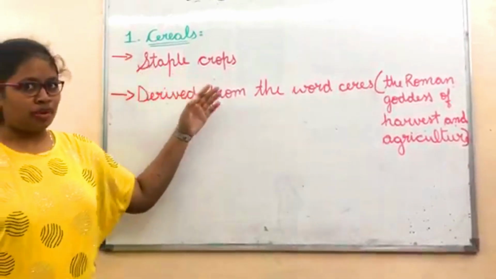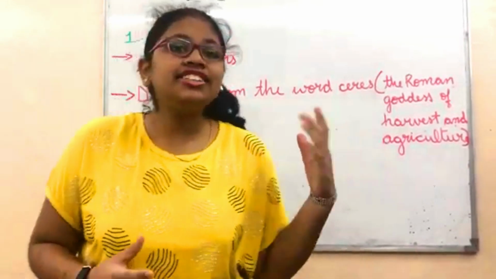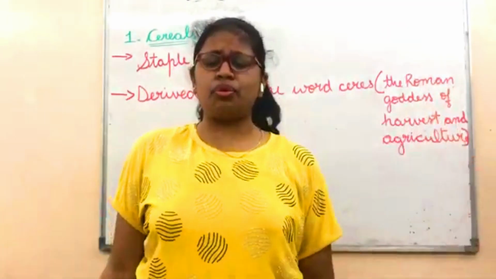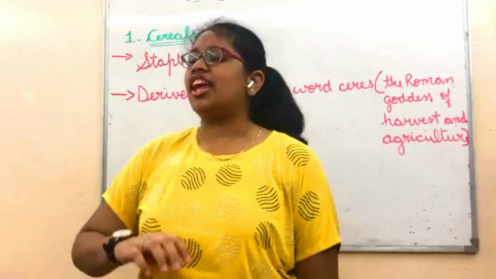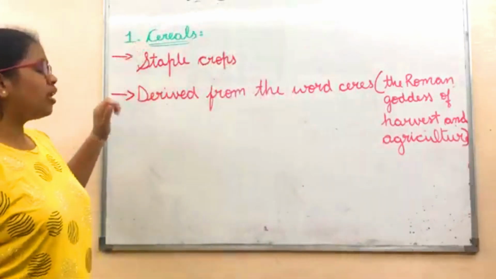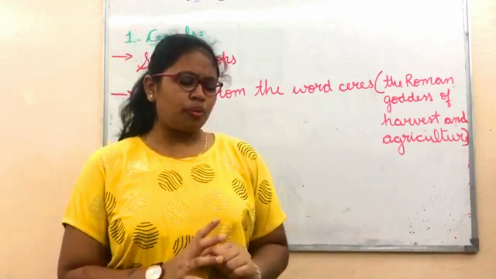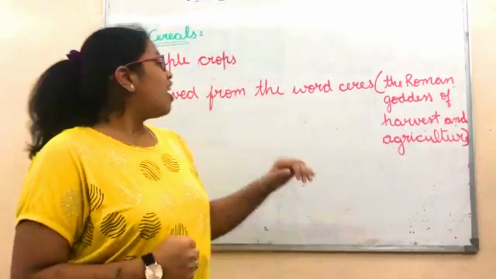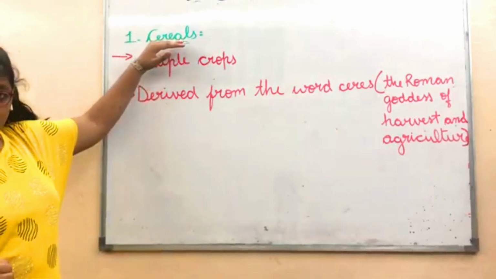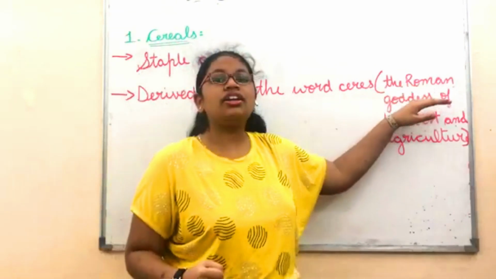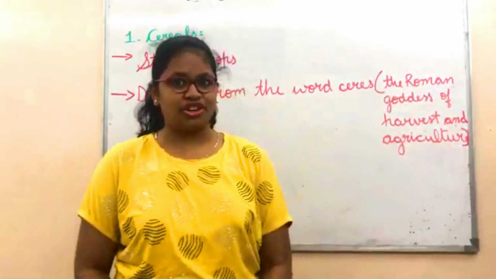Cereals are staple crops. Do you know why they're called staple crops? Because they grow in greater quantities and provide more food energy than any other crop worldwide. Do you know from where the word cereal is derived? The word cereal is derived from the word Ceres, the Roman god of harvest and agriculture.